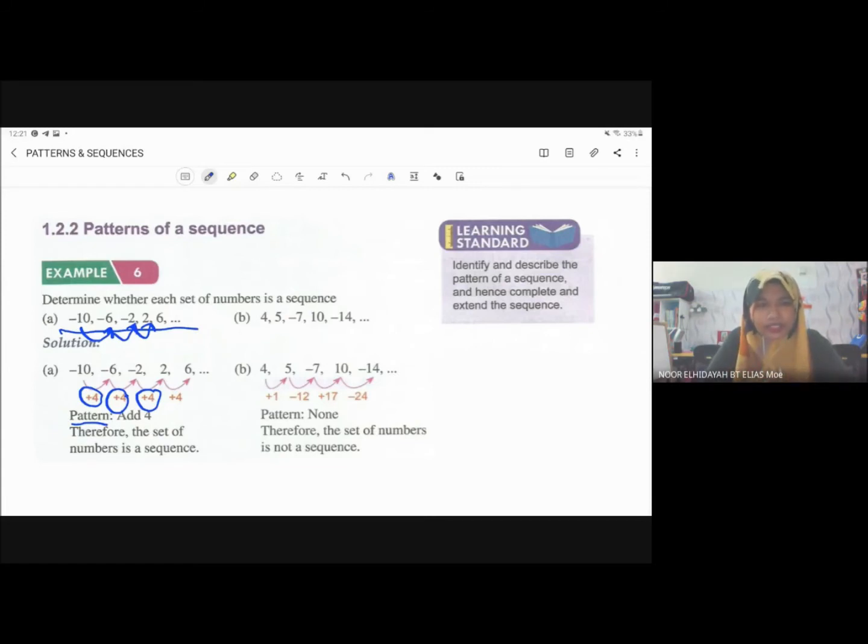Look at example B. 4 to 5 is adding 1. And then 5 to -7 is -12. And then -7, macam mana boleh dapat 10? Is adding 17. So dia tak uniform, not uniform. Tak ada pattern, no pattern. Bila tak ada pattern, therefore the set of number is not a sequence.